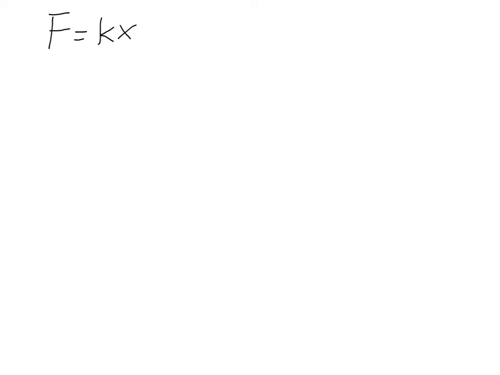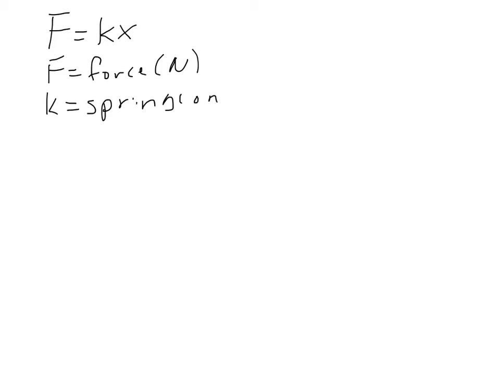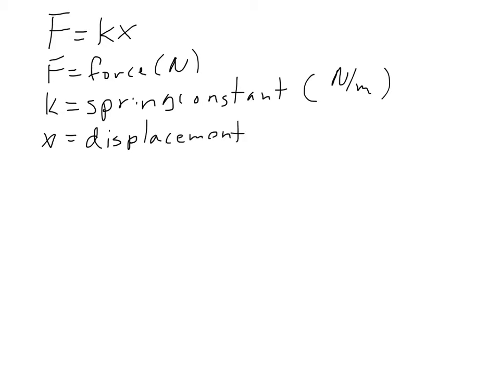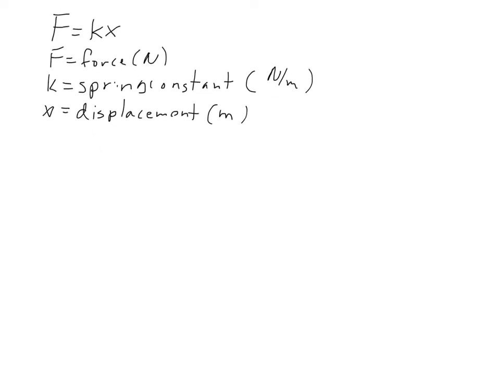In this case, F is the force a spring applies. K is the spring constant. Force is going to be measured in newtons. K is the spring constant, and that's going to be measured in newtons per meter. And x is the displacement measured from the equilibrium point. That's measured in meters as well. So that's our first equation.